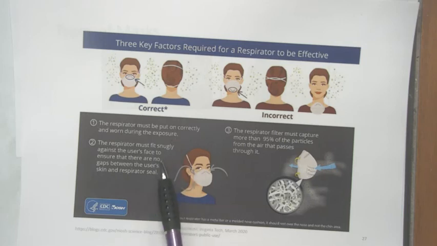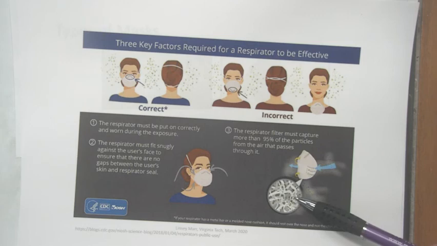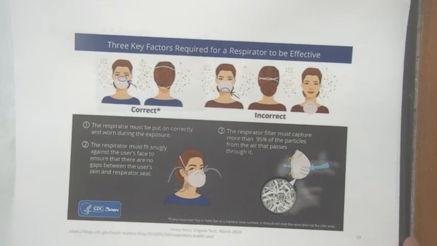Number 2, must fit well. So anywhere where there's an air gap, the air is going to go there with the particles, and it's not going to do its job. And then it must capture the particles in the filter media. And so an N95 is designed to block 95% of particles in all size ranges. Or stated more correctly, there's going to be a size that is the most challenging for the filter media, and even at that size, it should filter out 95 if we're going to call it an N95.